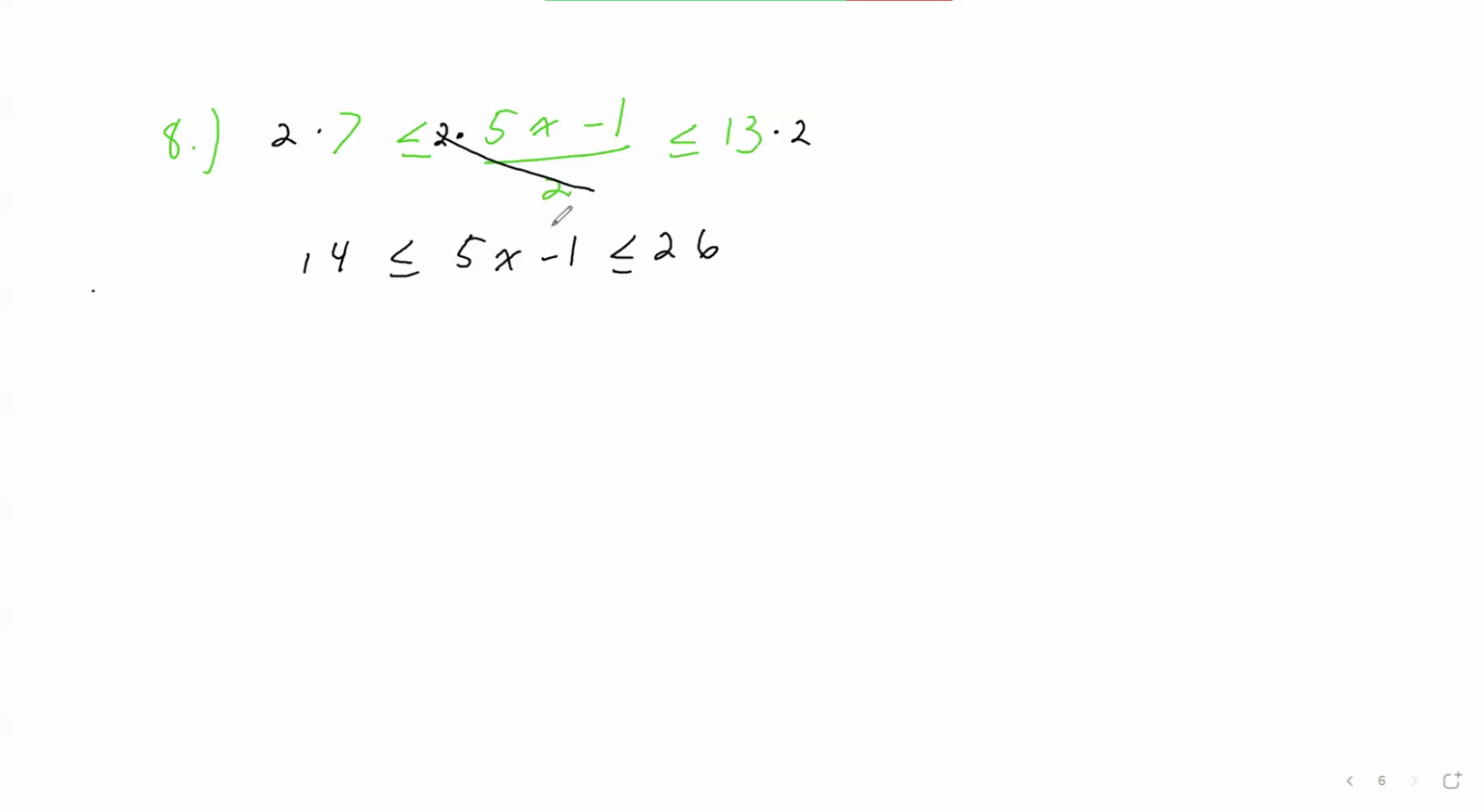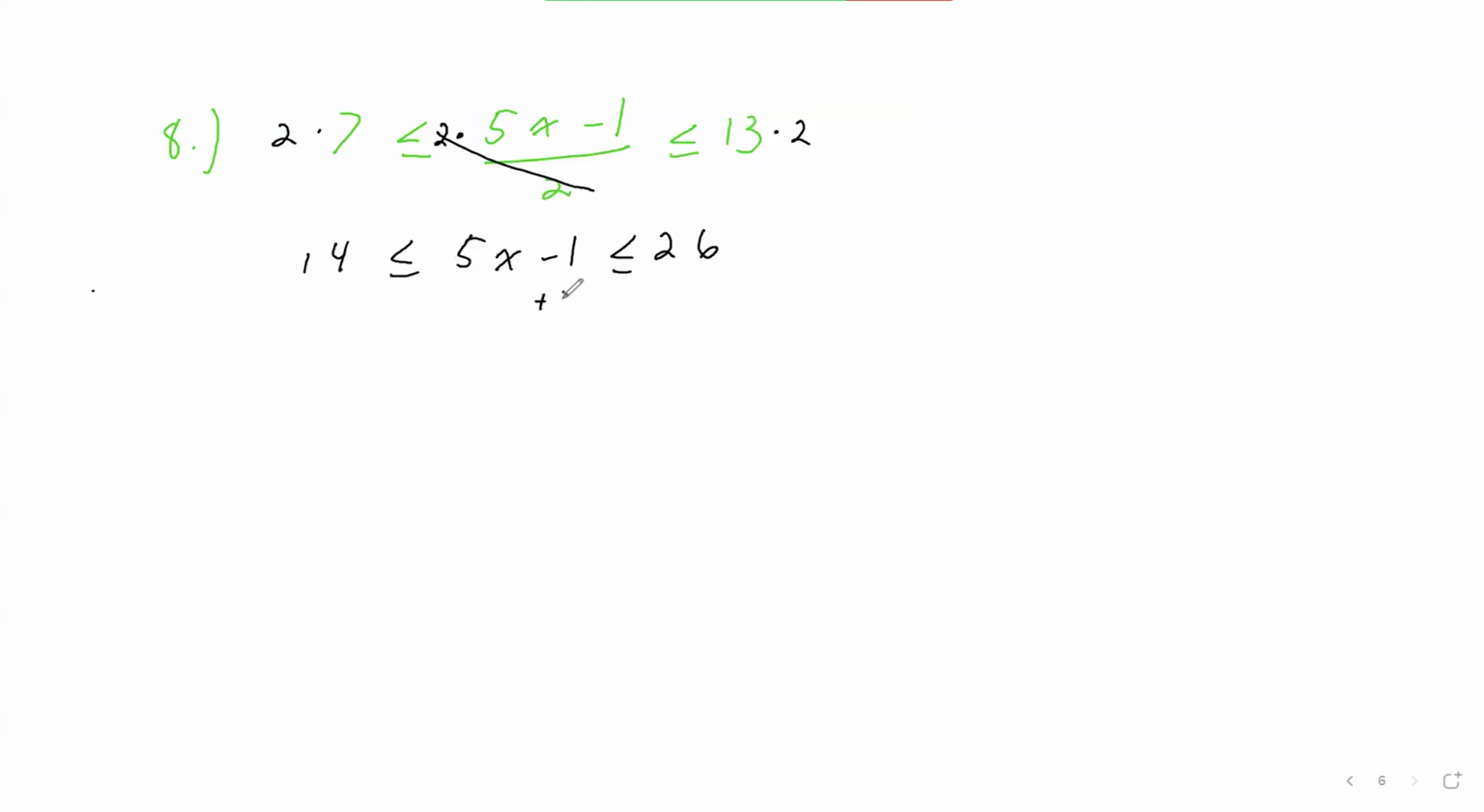Number 8 is 7 less than or equal to (5x minus 1) divided by 2 less than or equal to 13. So in this type, since I'm dividing the entire thing by 2, I have to get rid of the division first. So I'm going to do that by multiplying by 2. But what I do in the middle, I have to do on all sides. So 2 times 7 gives me 14. These 2s will go away, so I have 5x minus 1 left. 13 times 2 gives me 26. Now I can work it in.